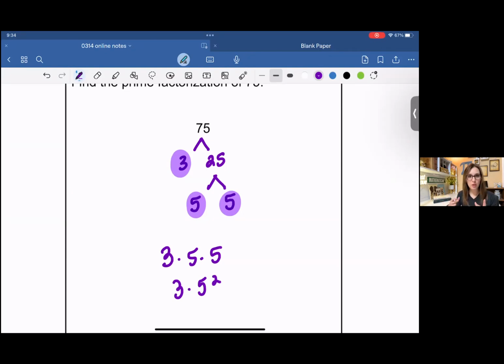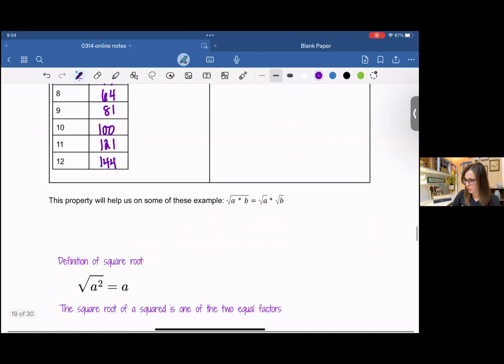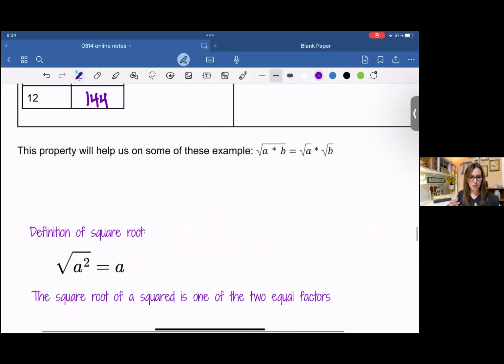I'm just trying to show you some background information that you're definitely going to need to help you with this lesson. I have a couple of properties down here. If you have my notes, then I added a definition because we're going to need it. The first property is if you have the square root of A times B, you can break it up into the square root of A times the square root of B, or whatever those components are. And then the definition of a square root is the square root of A squared is A. And in words, what that means is the square root of A squared is one of the two equal factors.